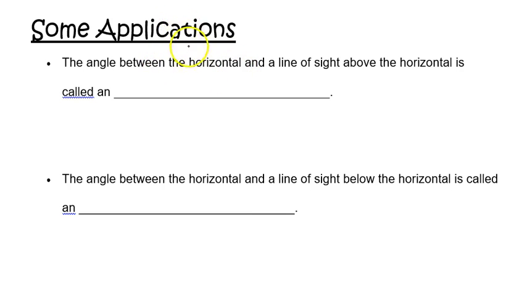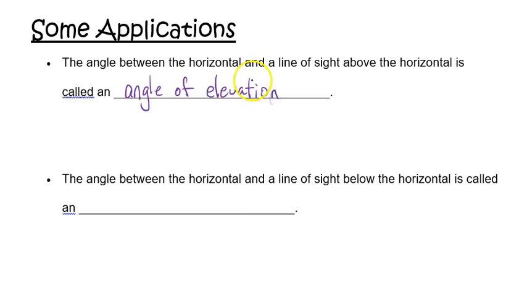Okay, now we're going to move to some applications. Applications is just a nice fancy word here for word problems. And first we're going to talk about two vocabulary words that you need to know, or vocabulary phrases more likely. The angle between the horizontal and a line of sight above the horizontal is called an angle of elevation. So angle of elevation.